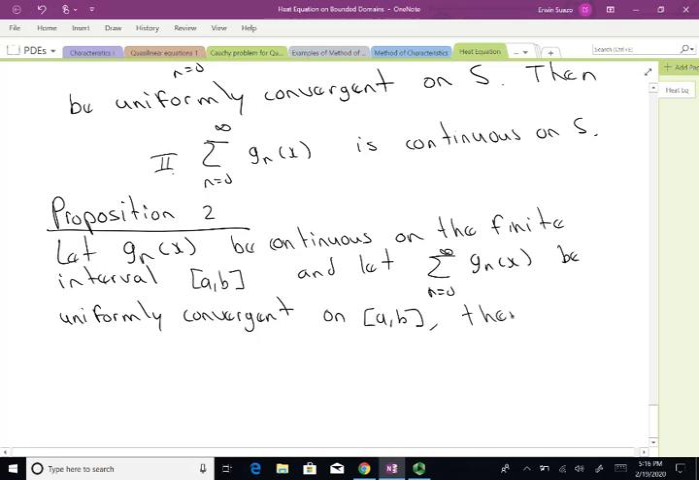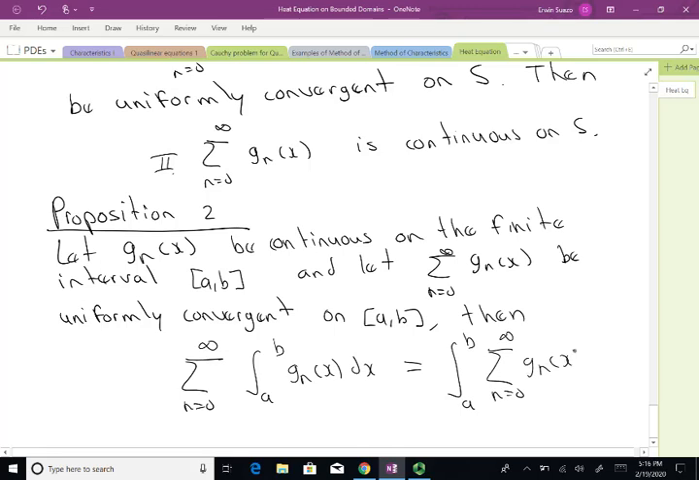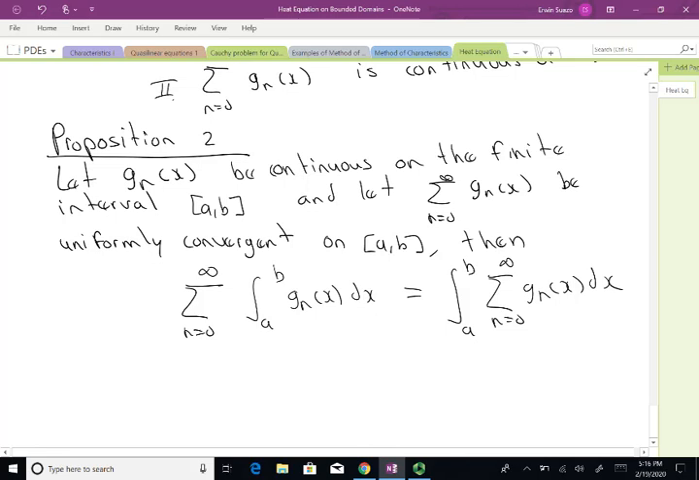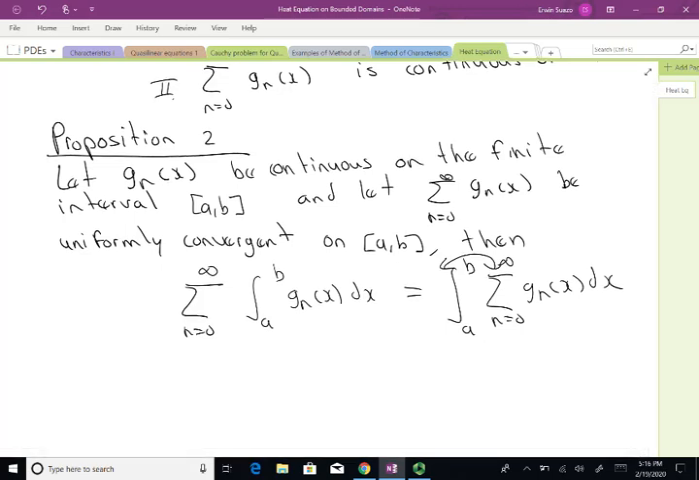Then look at this. We can interchange integration and sum. You have the integral between a and b of the sum of g sub n of x dx, and you can interchange the integral with the sum, n equals 0 to infinity, of the integral of g sub n of x dx. So you can interchange these two. This is thanks to uniform convergence. Pretty awesome.